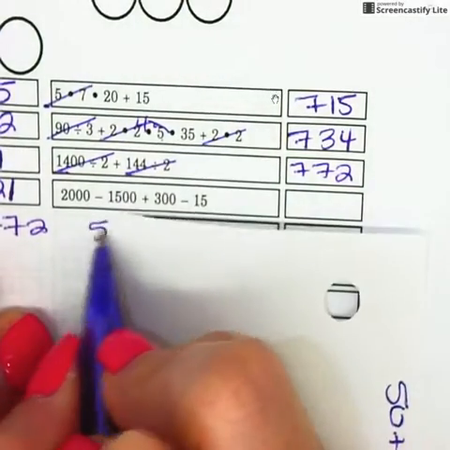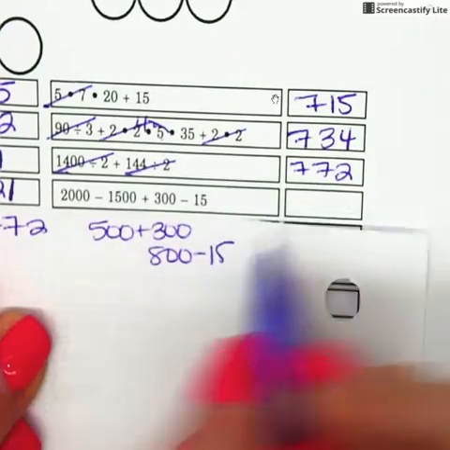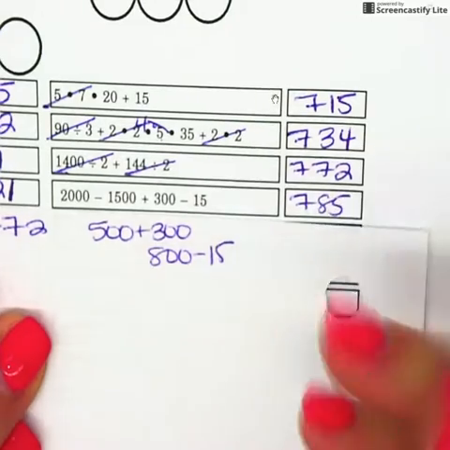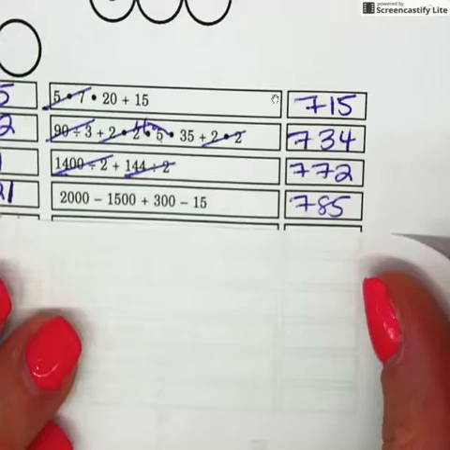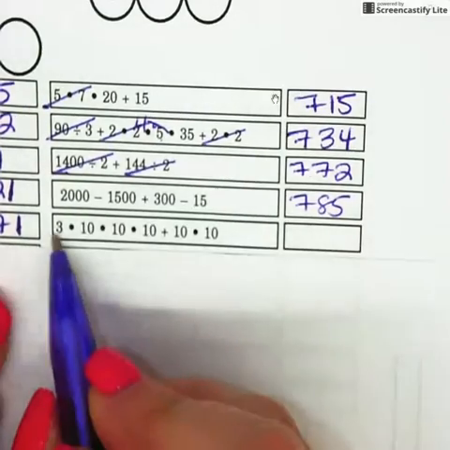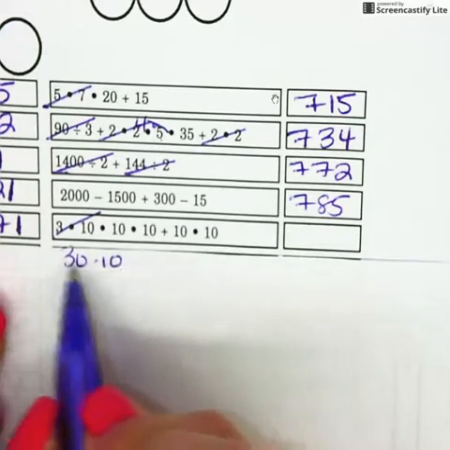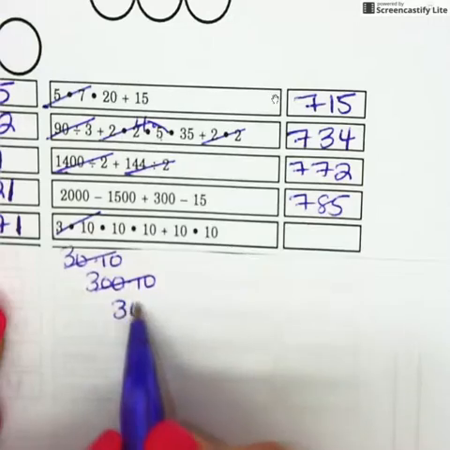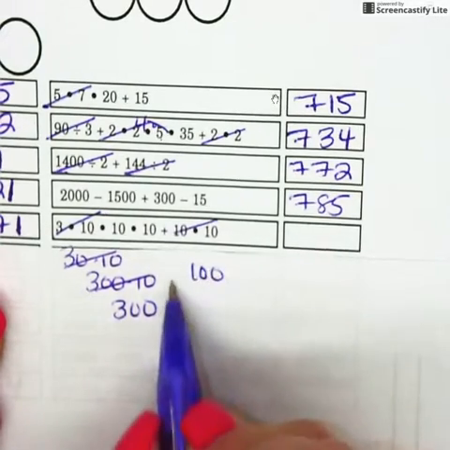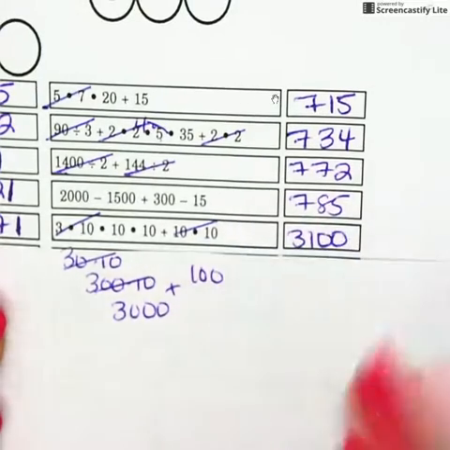2,000 minus 1,500 is 500. 500 plus 300 is 800. Minus 15 gives me 785. Three times 10 is 30. 30 times 10 is 300. 300 times 10 is 3,000. 10 times 10 is 100. And 3,000 plus 100 is 3,100.